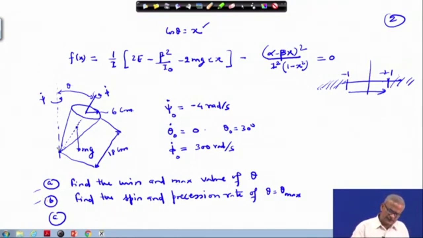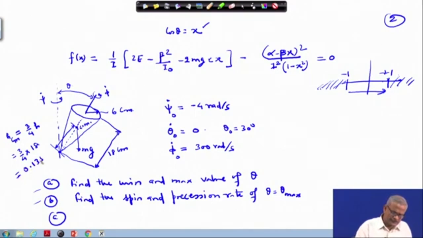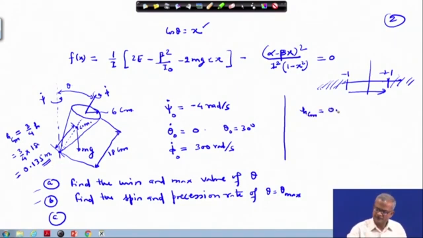So, here in this case, the center of mass is located here, this is your center of mass, and center of mass HCM will be equal to 3 by 4 times height of this cone. Okay. So, 3 by 4 times height is 18 centimeter. So, this turns out to be 0.135 meter. So, HCM is 0.135 meter. Okay, the initial values already we have stated.